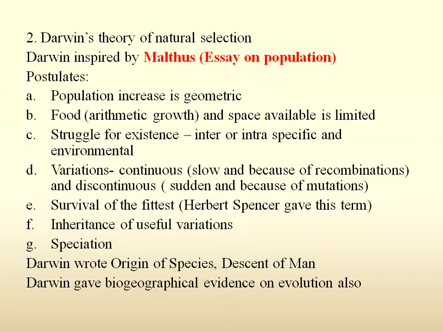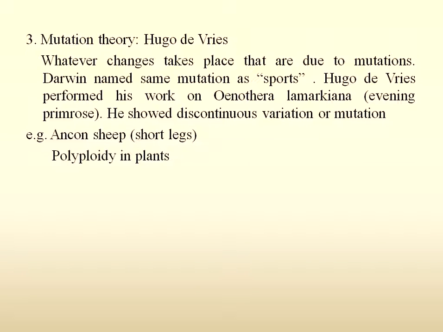The struggle for existence can be interspecific, intraspecific, and environmental. Variations are continuous, that is slow, because of recombinations, and discontinuous, that is sudden, because of mutations. Survival of the fittest, a term given by Herbert Spencer. Inheritance of useful variations, and finally formation of new species. Darwin wrote books, that is Origin of Species and Descent of Man. Darwin gave biogeographical evidence on evolution also.